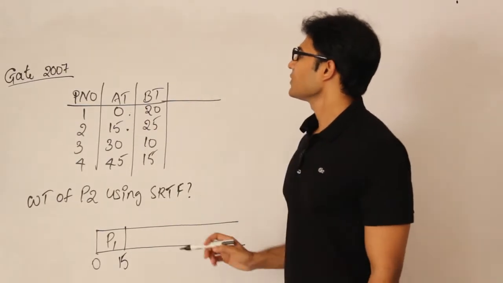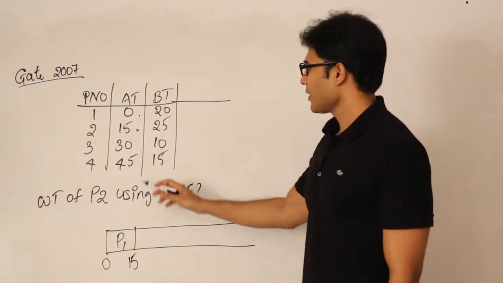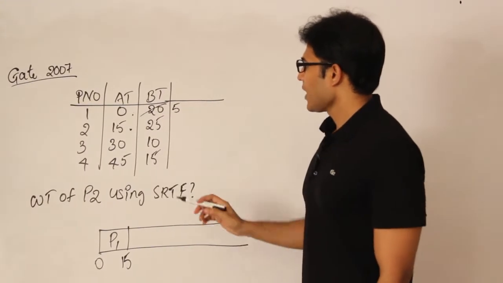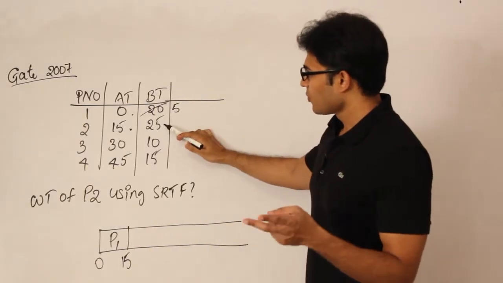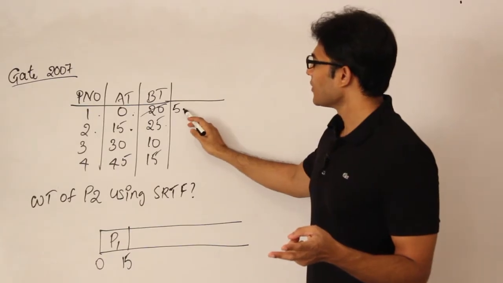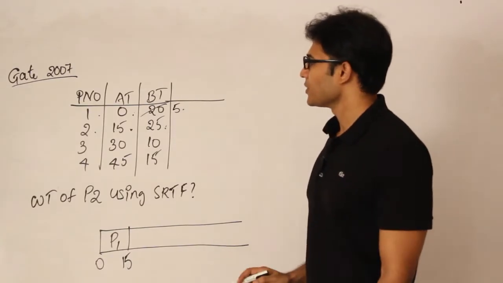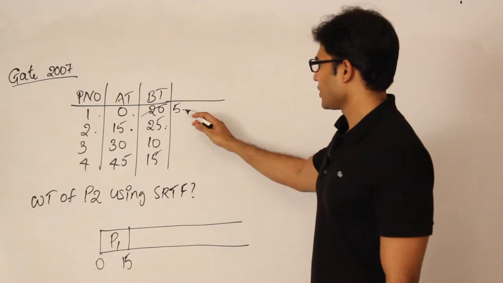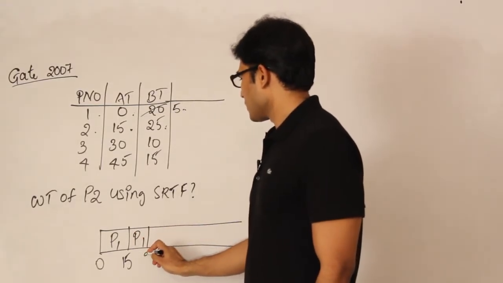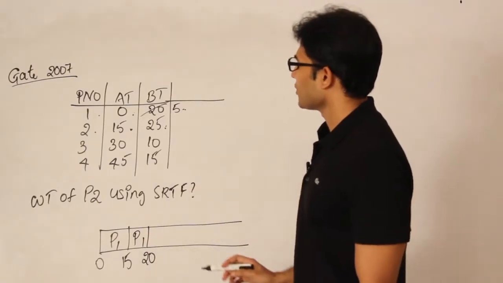So the next process is arriving at 15. By that time I have executed P1 for 15 units, therefore what is the remaining time for P1? 5. And now compare it. Now I have two processes available, P1 and P2, and the burst times required are 5 and 25. Therefore we are going to continue with P1. P1 requires 5 more, therefore 20, and P1 is over now, right?